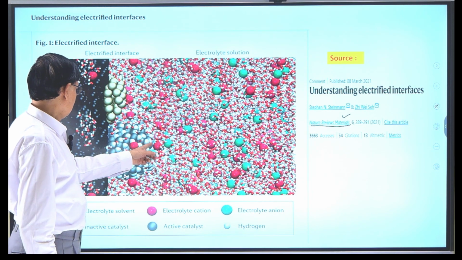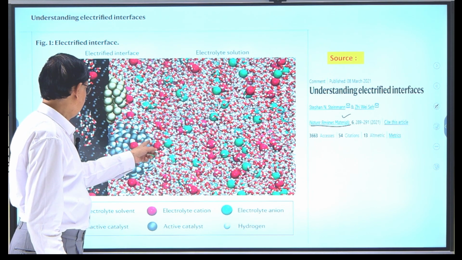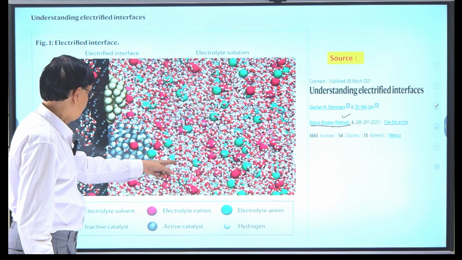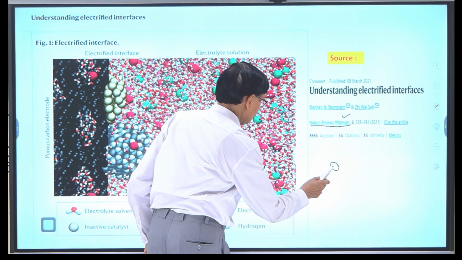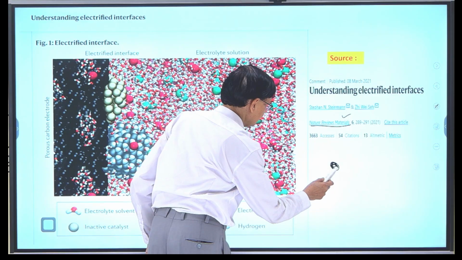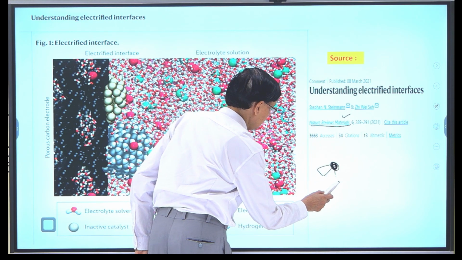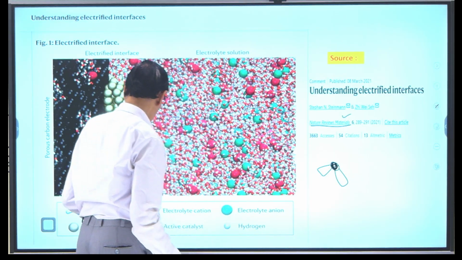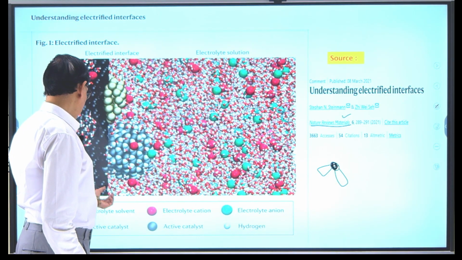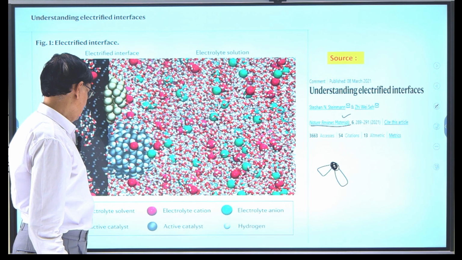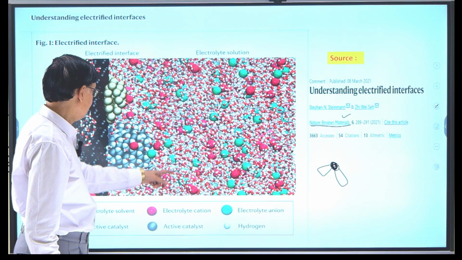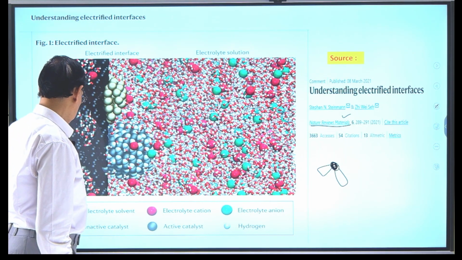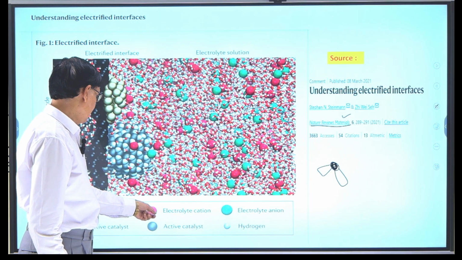Now this red with this, some part like that, red and like water. You see here, it is like that. So it is solvent, and there are some green color is the electrolyte anion. Green color is anion, and red color is the cation.